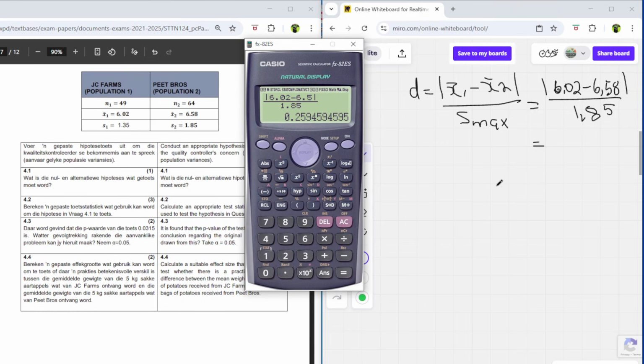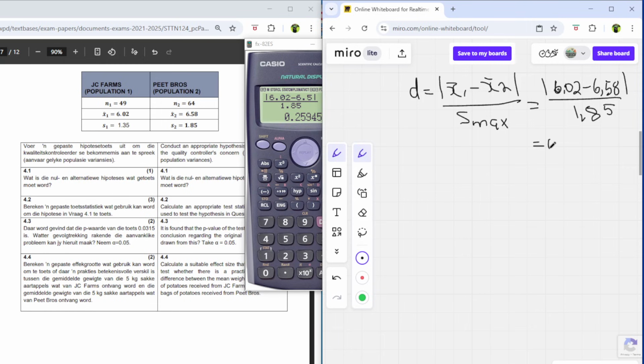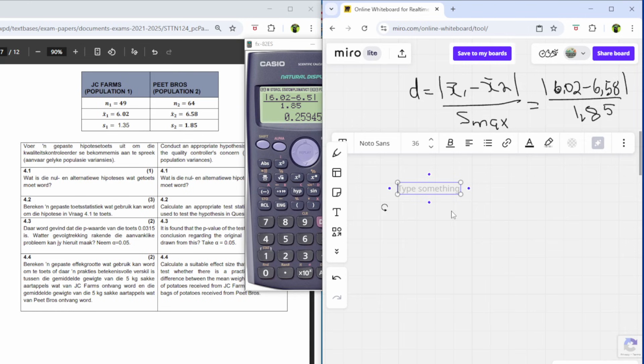0.259. Now there's a guideline for this. You can find it in the slide. If this is 0.2 or closer to 0.2, it's a small effect, a practically non-significant difference. That's how you answer that question.